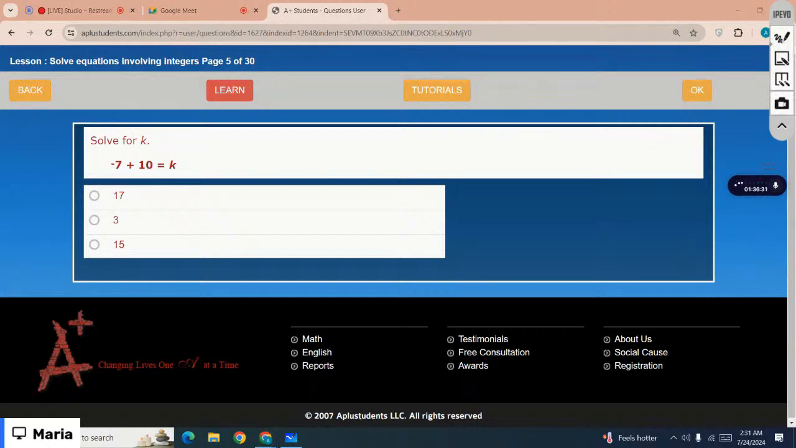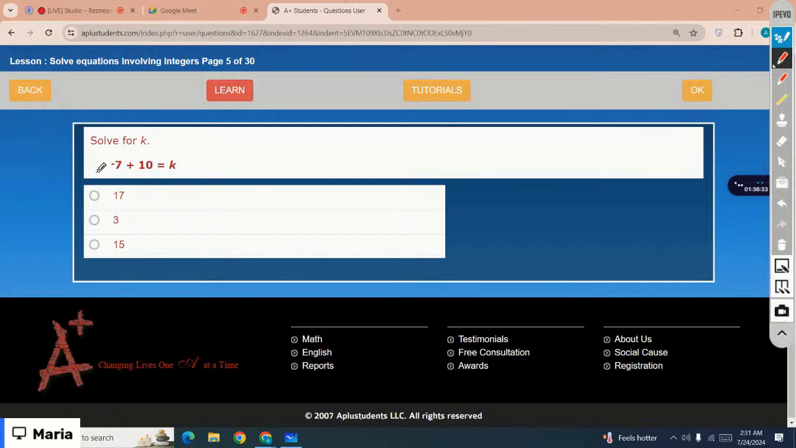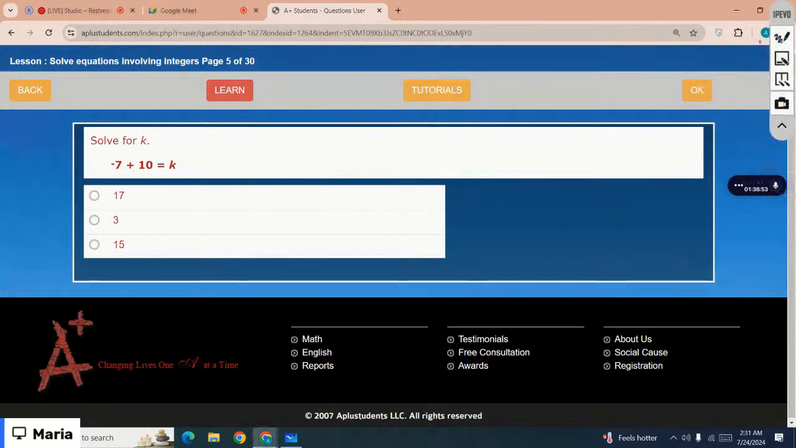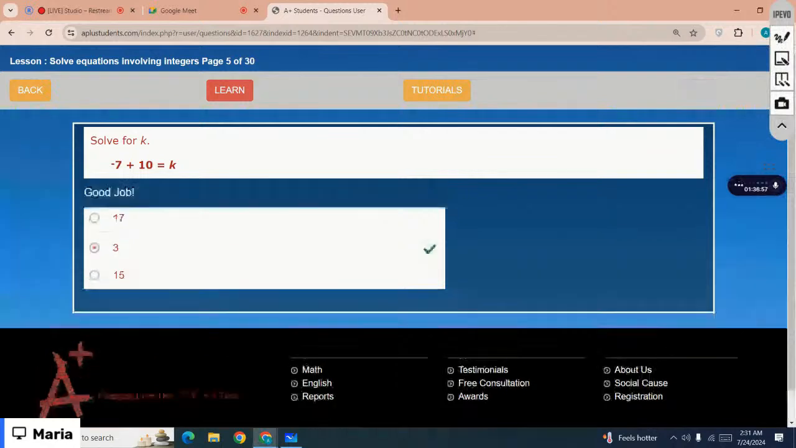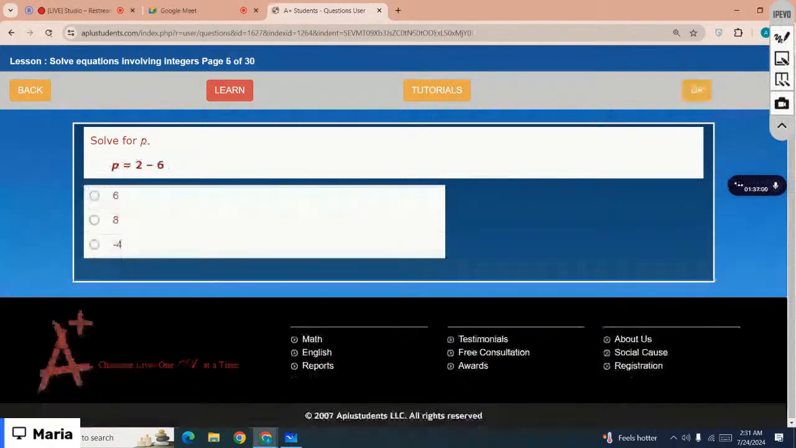You have to do 10 minus 7, right? 10 minus 7 is, you can just write like this. So 10 minus 7 is 3. The correct option is 3. They are simply solving the integers, right? P equals to 6. The correct option.